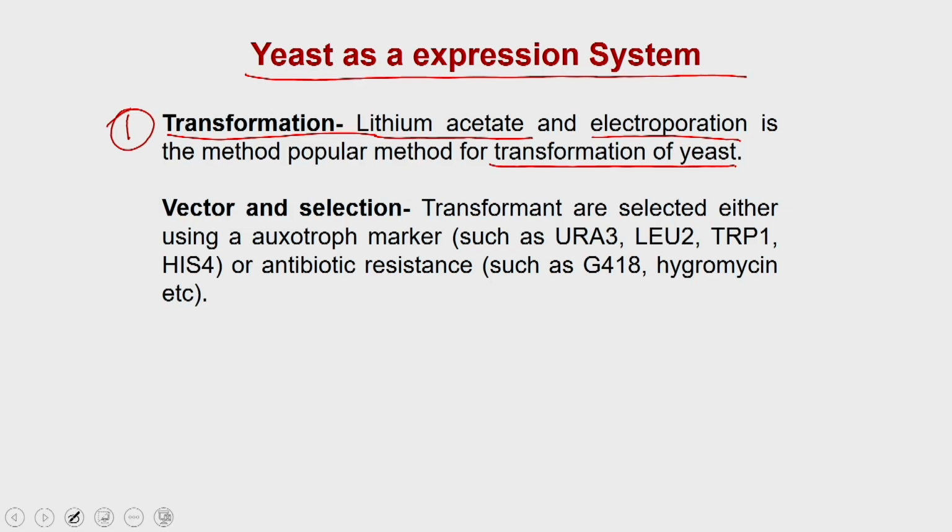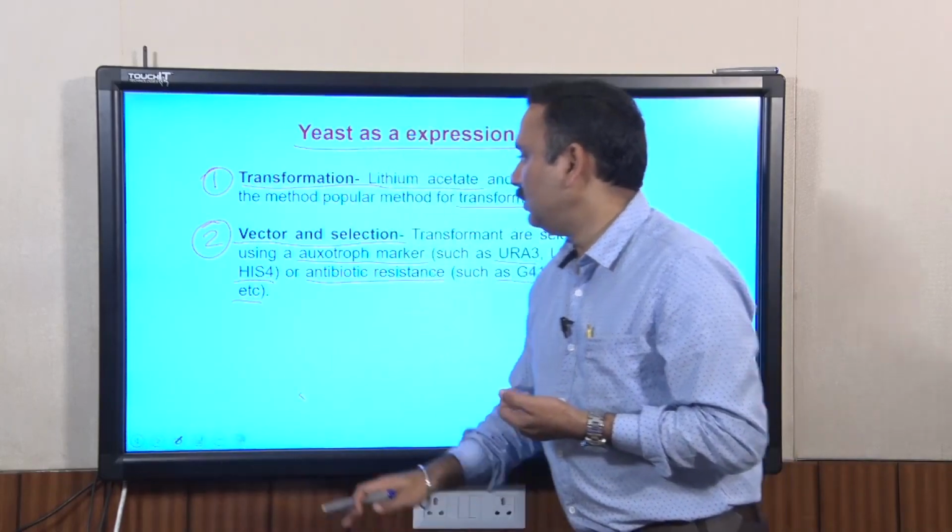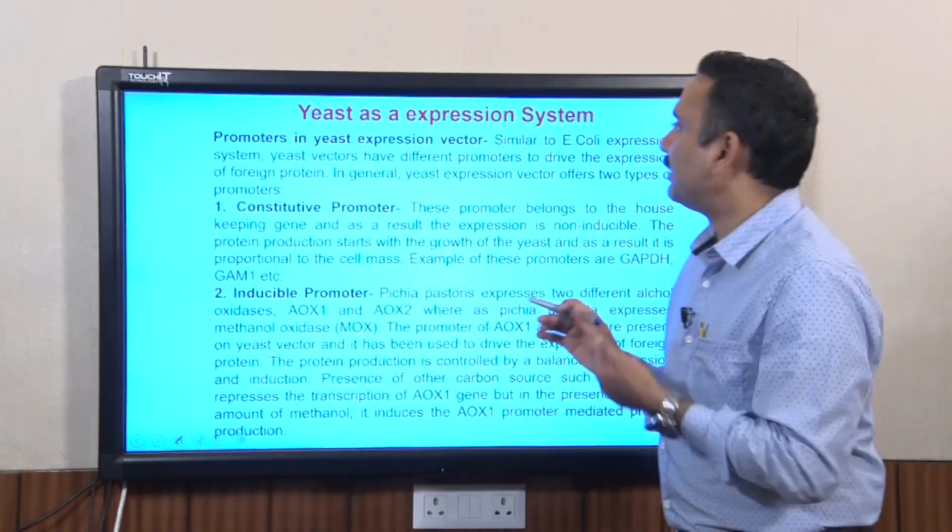The transformants are then selected based on the kind of vector you are going to use. So, in the second step, you are going to select the vectors as well as the transformed host strains. Mostly people use auxotrophic markers such as URA3, LEU2, TRP1 or HIS4, or sometimes they use antibiotic resistance genes such as G418, hygromycin, etc. Once these two steps are over, then you have to use the promoters.